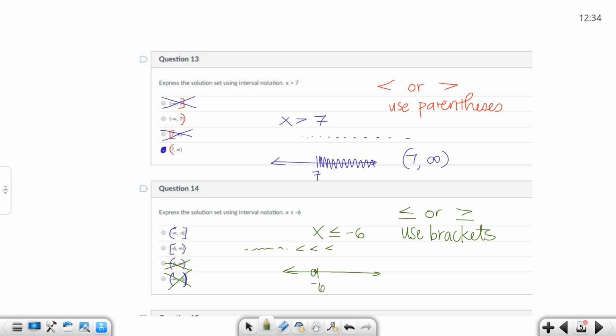So here's -6, and we're going to shade this way. Now remember, you always write from left to right. So it would be from left to right, and remember it uses a bracket. So this would be your answer.